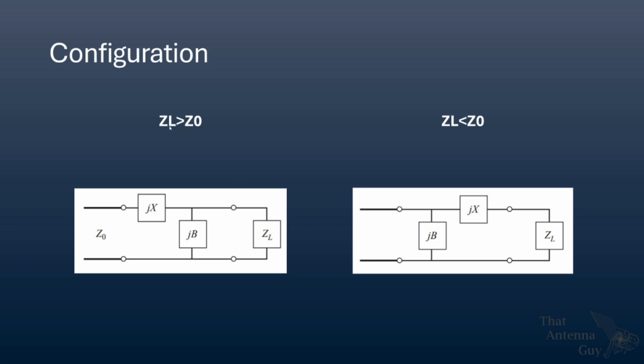What makes the difference is whether your load impedance is greater than your source characteristic impedance, or the other way around, where your load impedance is less than. If you want a way to remember, you can always remember the L network points if you look at where it points over towards the larger value.